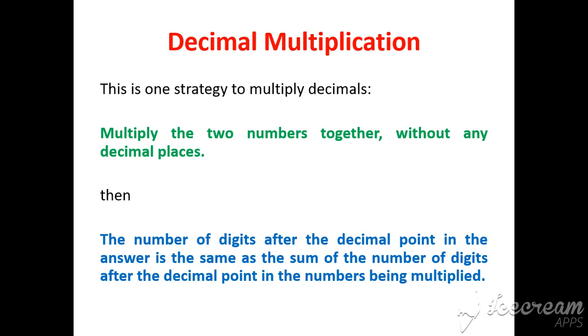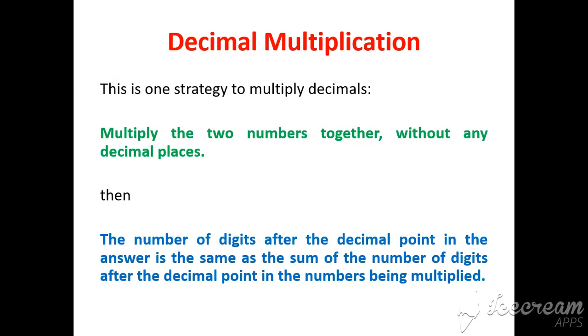Multiply the two decimals together without any decimal places. Then the number of digits after the decimal point in the answer is the same as the sum of the number of digits after the decimal point in the numbers being multiplied. That probably doesn't make a lot of sense, so let's get straight into an example and start showing you how to use the strategy.